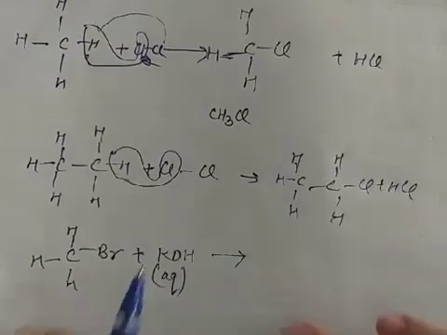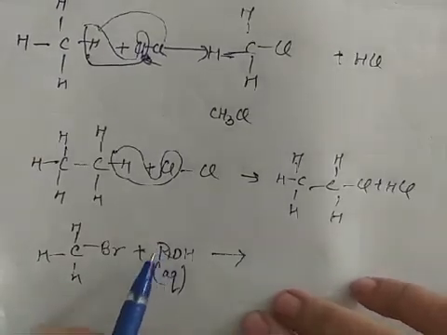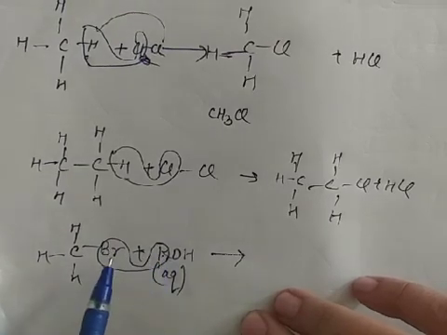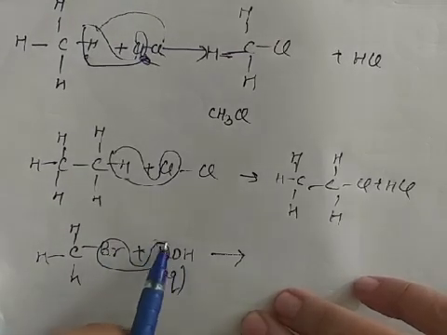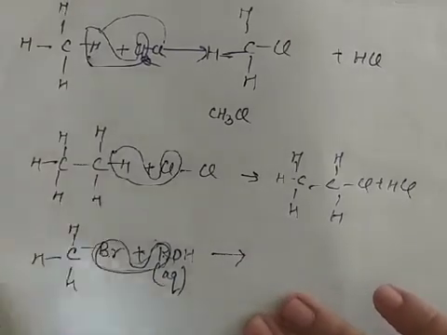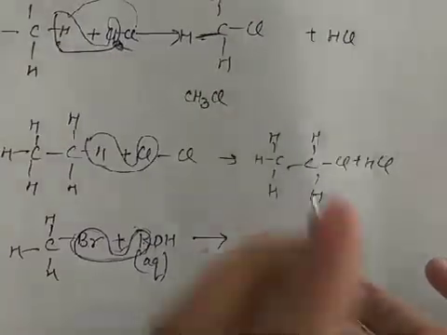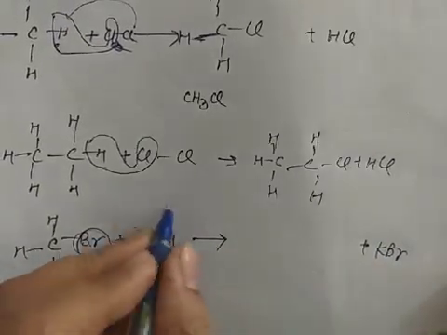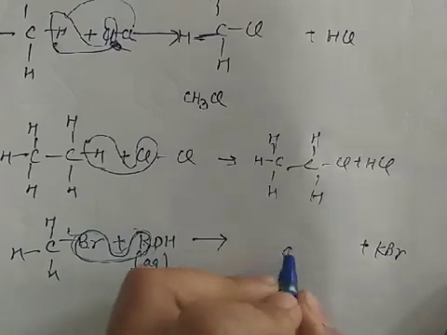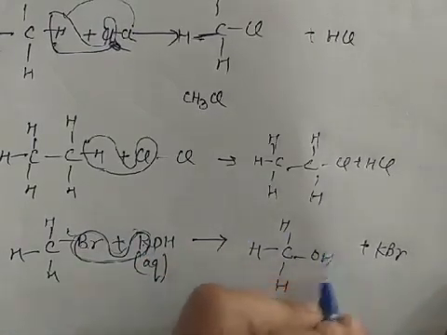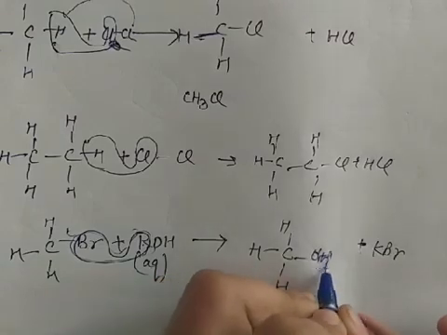Now what will happen? This potassium will react with this bromine, resulting in the formation of KBr. Now KBr is released, and this OH group will attack here. CH3OH. This is the alcoholic group. The OH group is known as the alcoholic group.